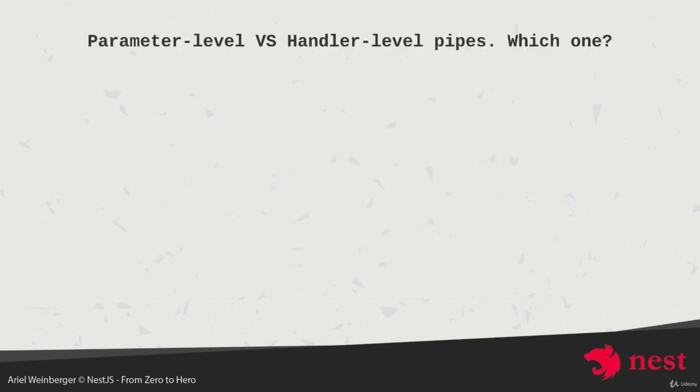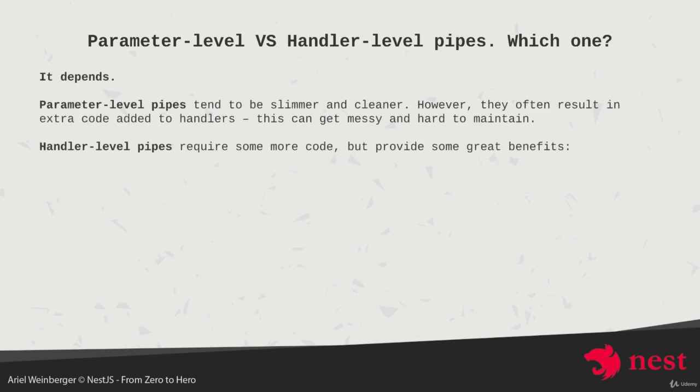So, parameter level versus handler level pipes, which one should you choose? The answer is it depends. Parameter level pipes tend to be slimmer and cleaner, however, they often result in extra code added to handlers. This can get messy and hard to maintain. Handler level pipes require some more code, but provide some great benefits. Such pipes do not require extra code at the parameter level.